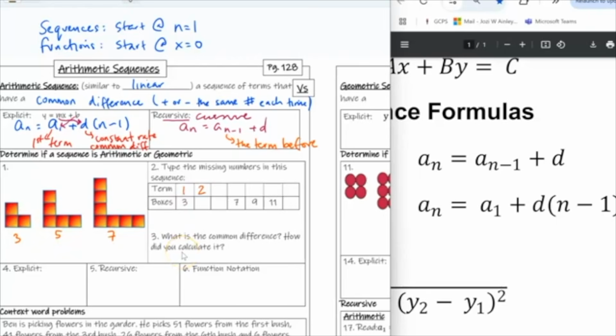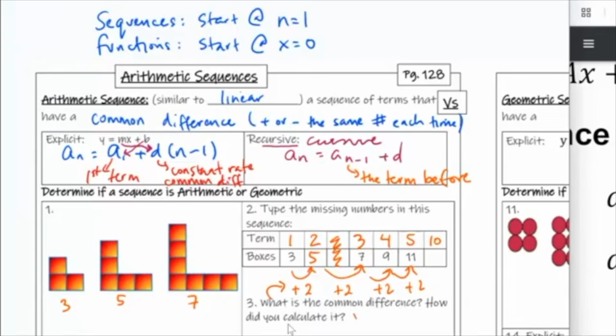The second one is 5. The third one is 7, so that must mean we skip a box each time. What are we doing to it? We're adding what? 2, which is the constant rate of change or the common difference. So we're adding 2 to it every single time. So this is going to be 4, this is going to be 5, and I'm going to ask you to find the 10th one. So the common difference is 2. And how do I know that? Remember, you take your second value and you subtract your first value. Once you find that out, that is your constant rate of change or your common difference.